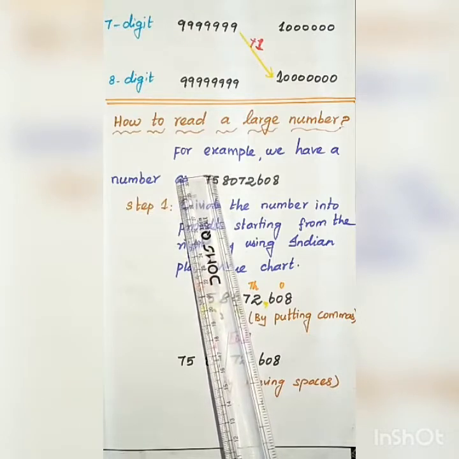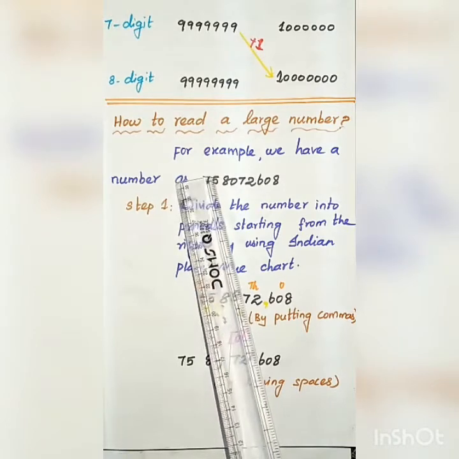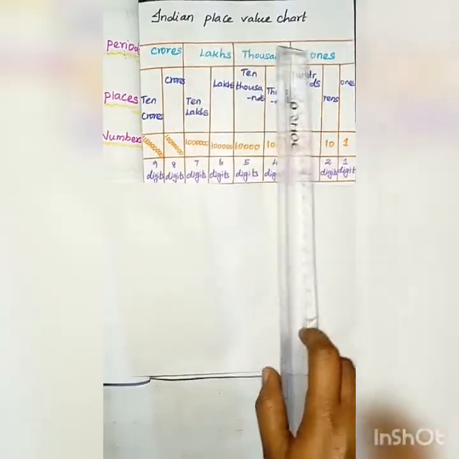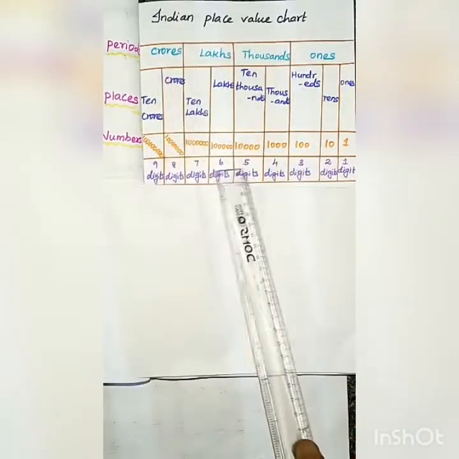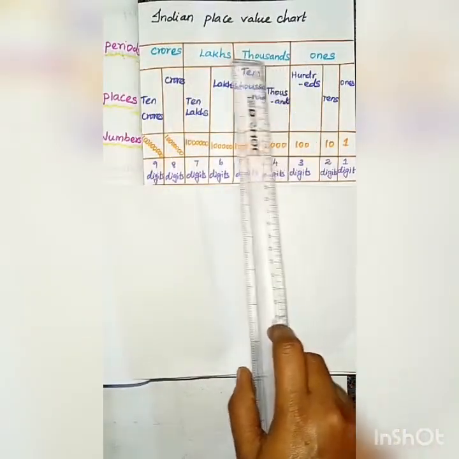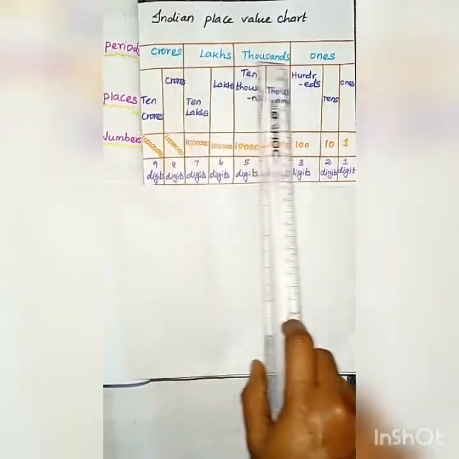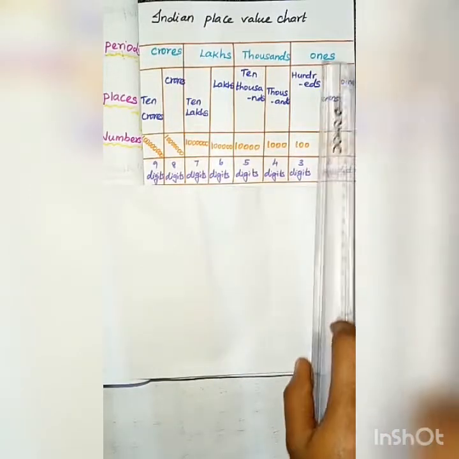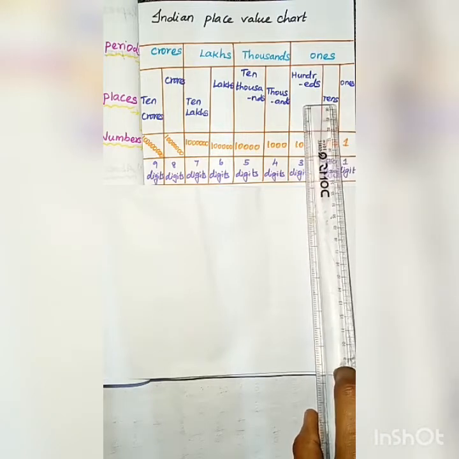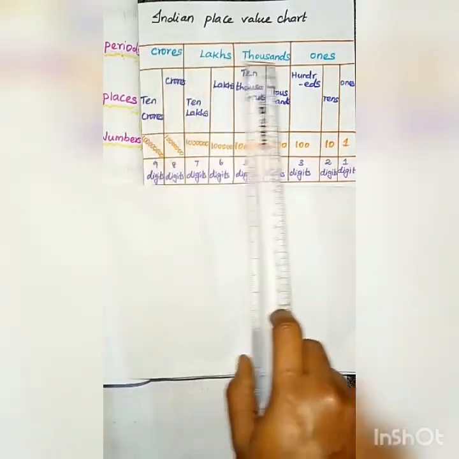We already learned what the Indian place value chart is and how we read it. This is the Indian place value chart. You already know about this. Here: ones, thousands, lakhs, crore. These are said to be periods. In the ones period we have three places. What are they? Ones, tens, hundreds. So these are the places, and these are the periods.